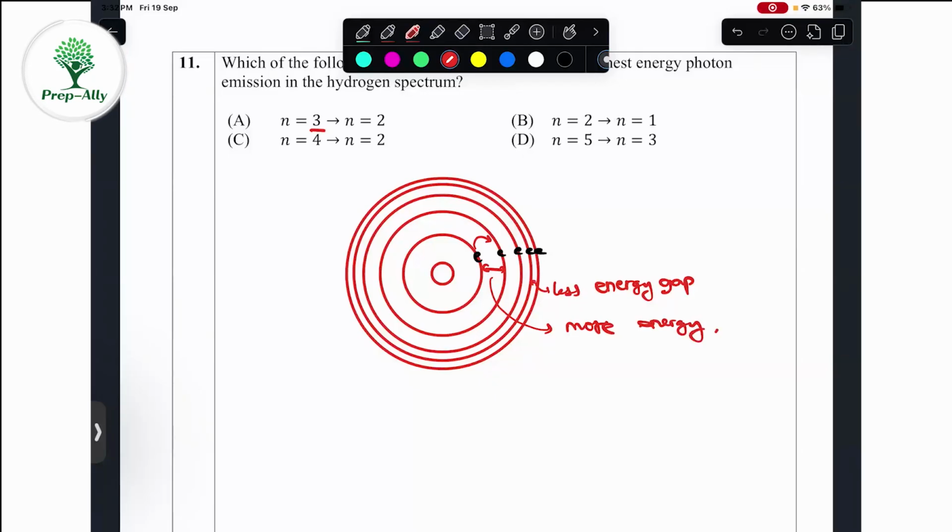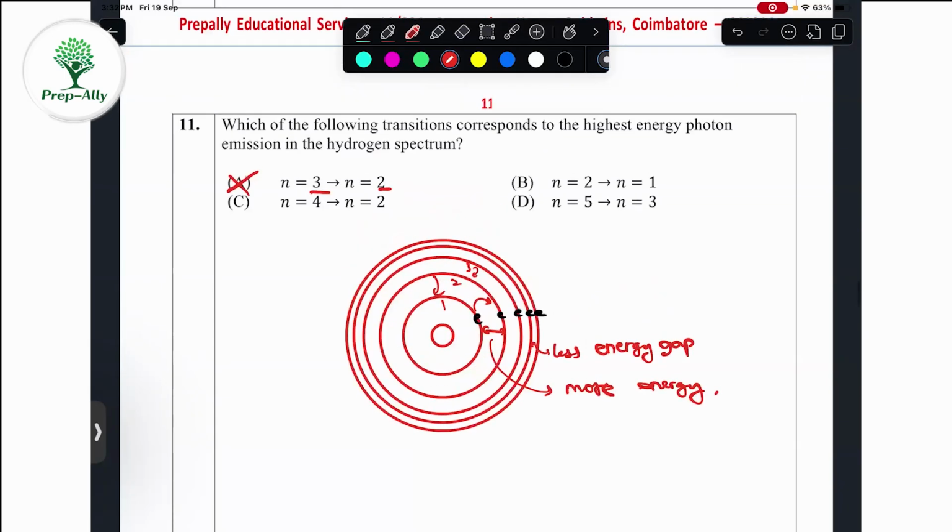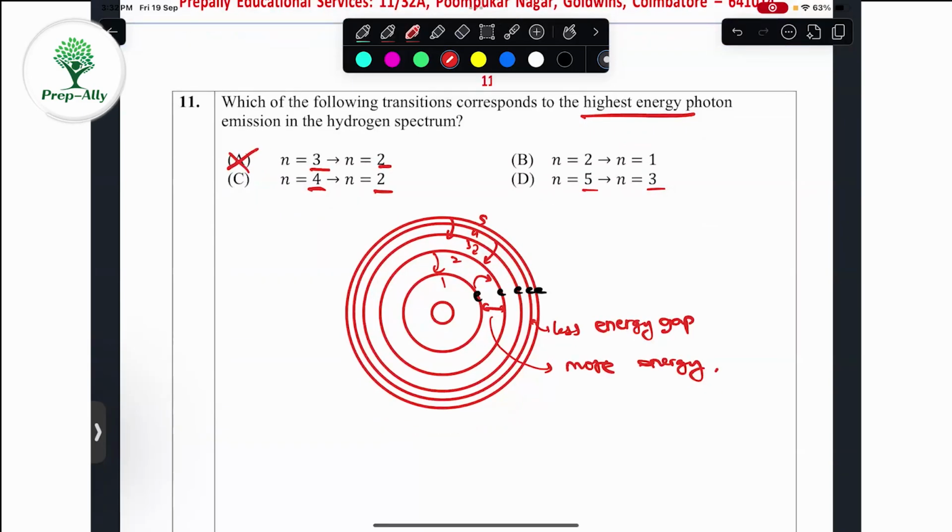From this, you can take 3 to 2. So where is 3? 1, 2, 3. 3 to 2. Another one is 2 to 1. From here, you can eliminate 3 to 2 because they are asking about the highest energy directly. Next, the other two are C, 4 to 2, which is crossing one energy level, and 5 to 3, which is also crossing one energy level, right? So we have to calculate among B, C, and D. A, you can leave it.